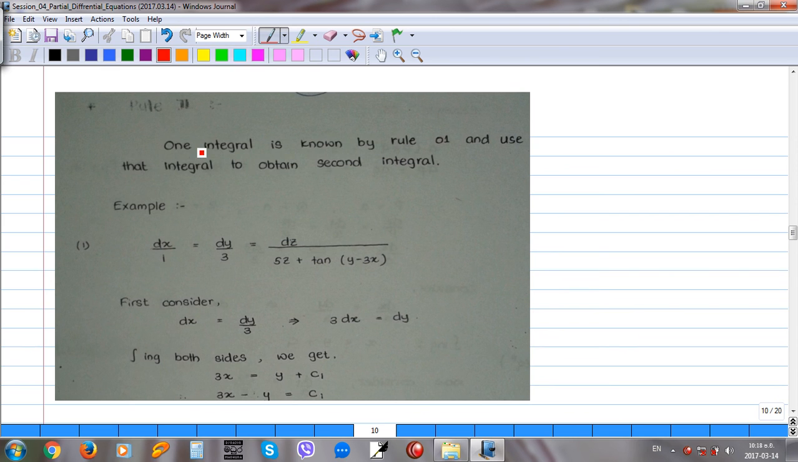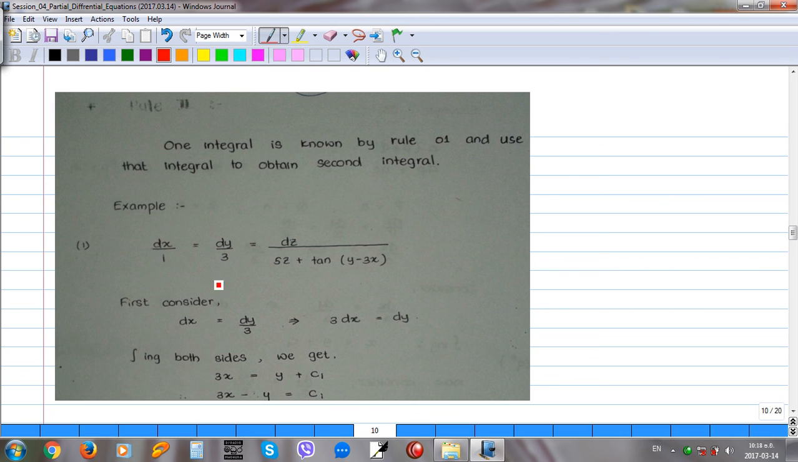Then rule 2: one integral is known by rule 1. You can find one integral from rule 1 and use that integral to obtain the second integral. So find one integral, then you can use that integral to find the second integral, right? Then this is the example, dx over 1 equals dy over 3 equals dz over 5z plus tan(y minus 3x).